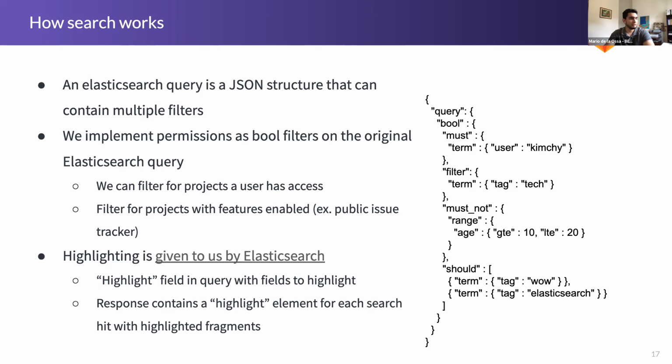And highlighting is given to us by Elasticsearch. If you click there, you'll be able to see the Elasticsearch documentation on how highlighting works. You just send in a highlight field in the query with the field to highlight, and Elasticsearch will tell you where exactly in that field it matched the query you gave it. So the response comes back with a highlight element for each search hit. And it has the actual fragment of the document where it matched. So if you query for fox and you get a quick brown fox something, it'll give you a fragment that says quick fox, and it'll have the match right there where you should be highlighting.